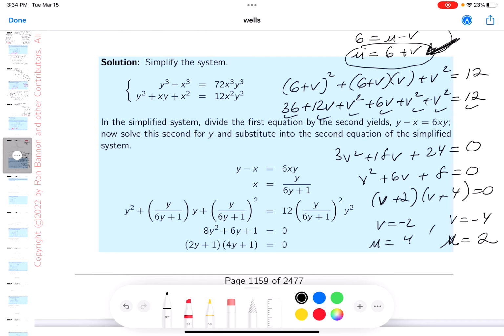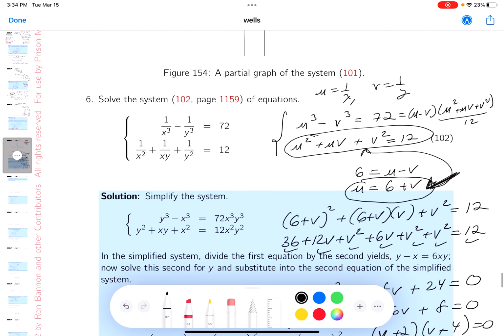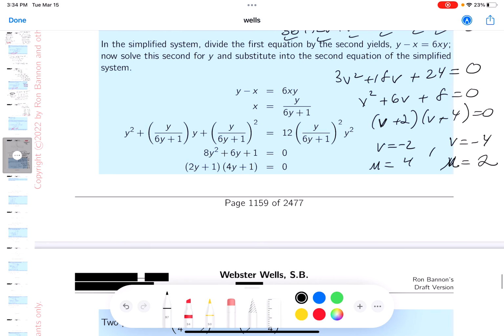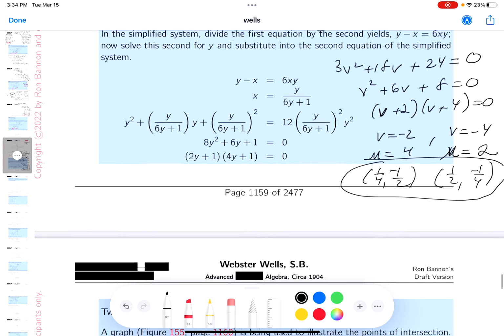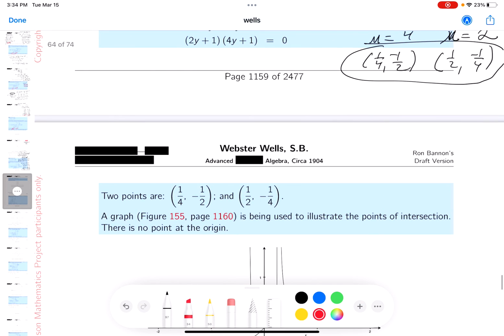All right? So the question is, what's u and v? That's right up here. They're just reciprocals. So what do you get over here? 1/4 minus 1 over 2. And the other one's going to be what? 1/2 minus 1 over 4. All right, I'm going to commit to the answer. We're going to look at the answer key, see if I see that. 1/4 minus 1/2. I'm seeing that there.